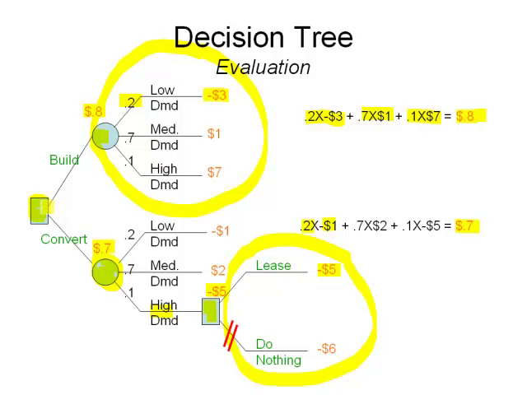That's a decision node, and of course with the decision node I simply pick the branch with the higher payoff. So here I've got to compare these two branches. The build branch has an expected value of 0.8, the convert branch an expected value of 0.7, and of course I prefer the build branch. I'm going to indicate that by putting two lines through the convert branch. Given the probabilities and payoffs that we started with, the best decision in this case is to build.